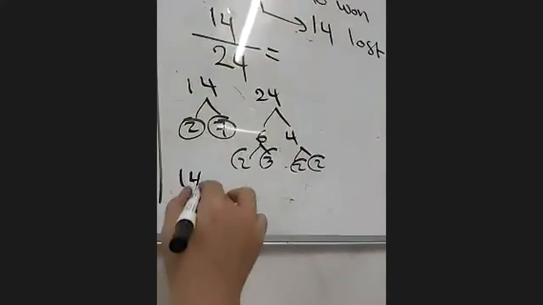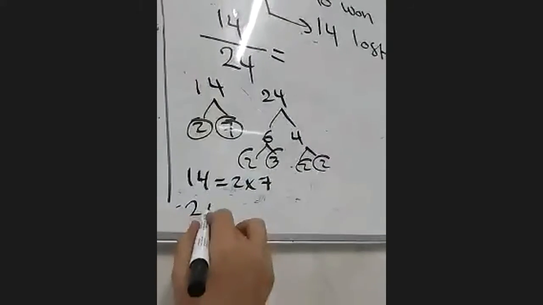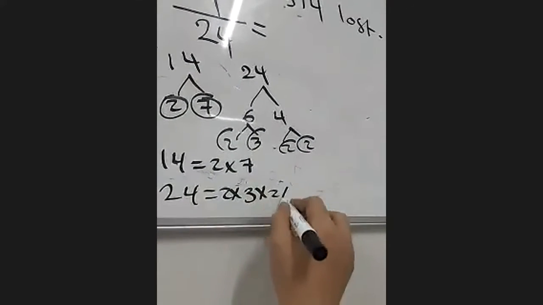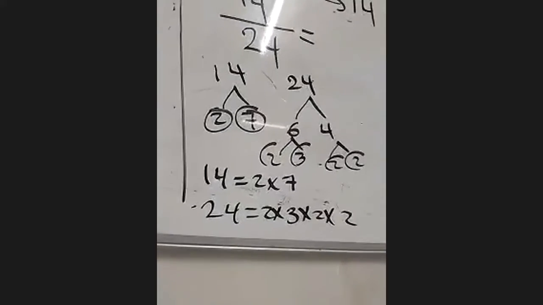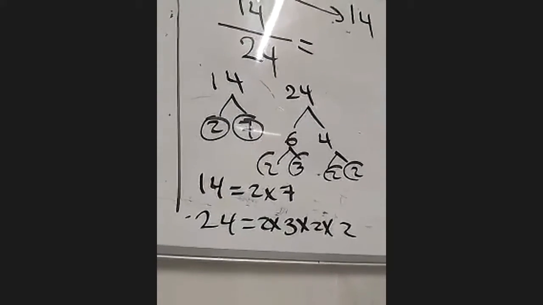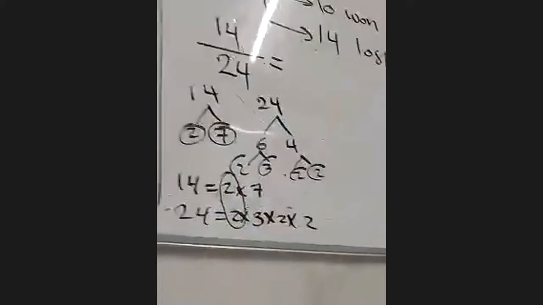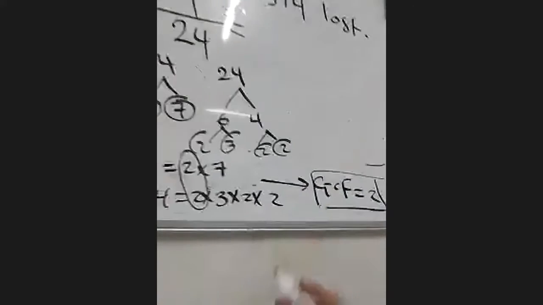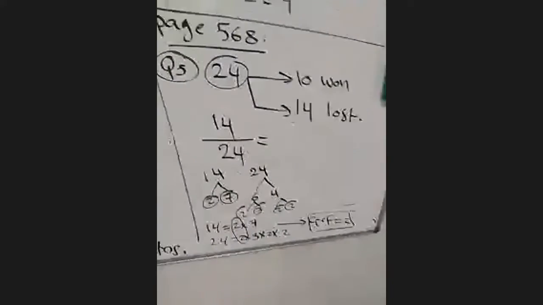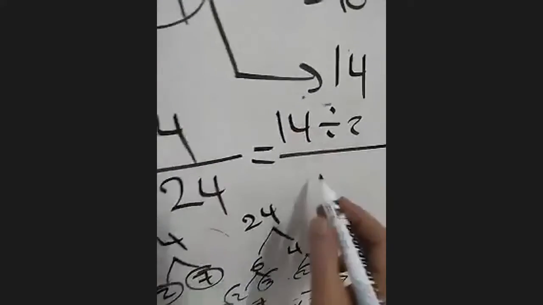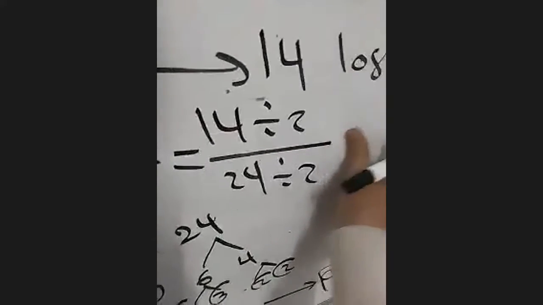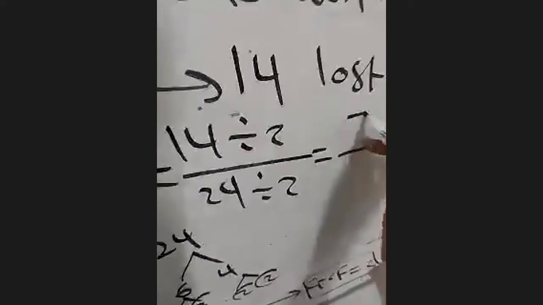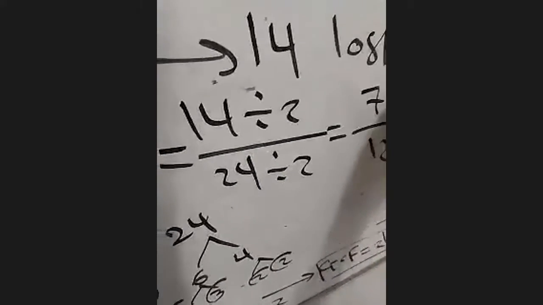So 14 equals 2 times 7. 24 equals 2 times 3 times 2 times 2. We have only one common number. What is it? 2. So what's the GCF? 2. Now what will we do to the fraction to make it simplest form? We will divide by 2. So 14 divided by 2, 24 divided by 2. The answer will be 7 over 12. Do you understand?